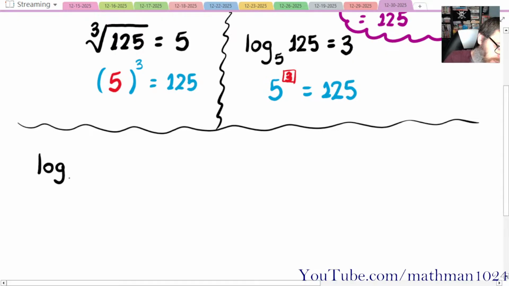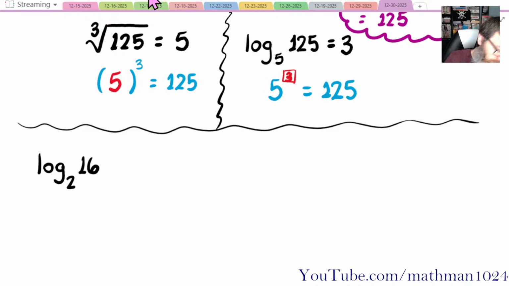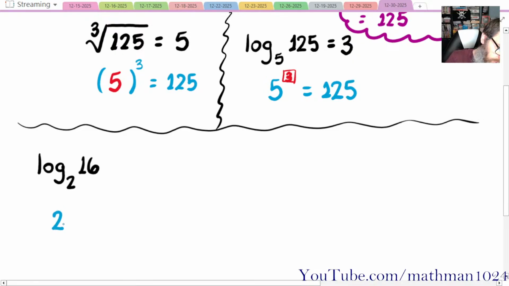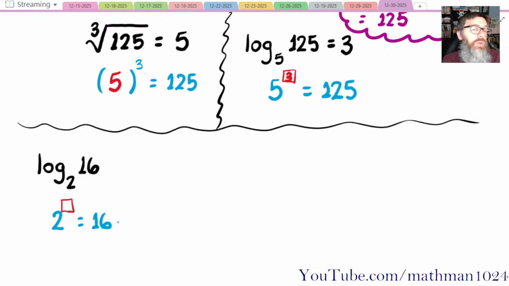So if I ask you what is log base 2 of 16, the question that we are asking is 2 raised to what power equals 16? The answer to the log is the power. Now, if you don't know what this is, then you're going to need to build it.